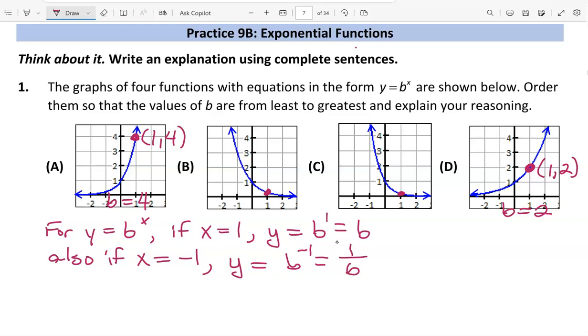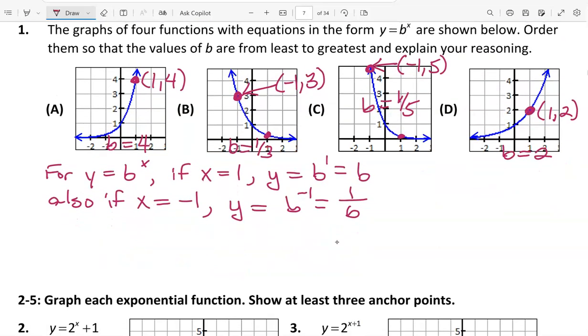So in, for instance, the second graph here, I can see that the point on the graph is (-1, 3), which means that b is equal to 1/3. In the third graph, I can see that there's a point on the graph (-1, 5), which means that b is equal to 1/5. So, in order from least to greatest, the values of b are 1/5, followed by 1/3, followed by 2, followed by 4.